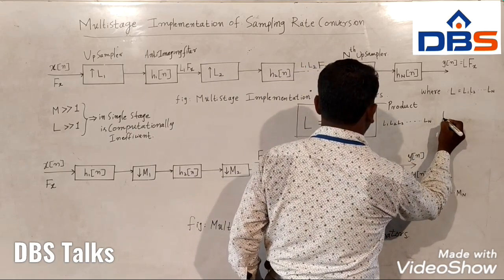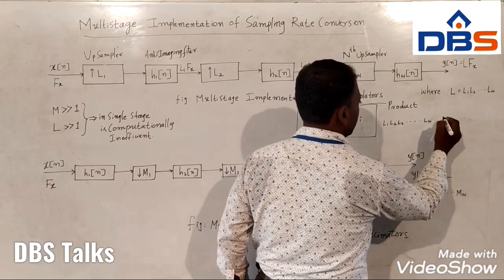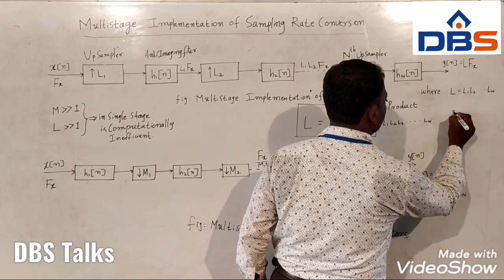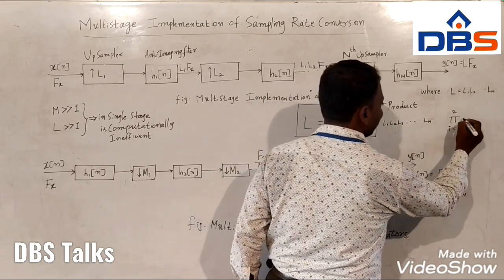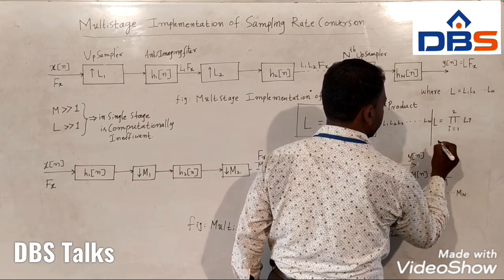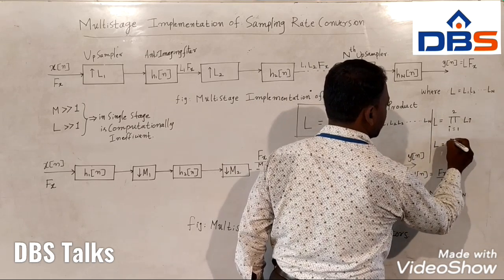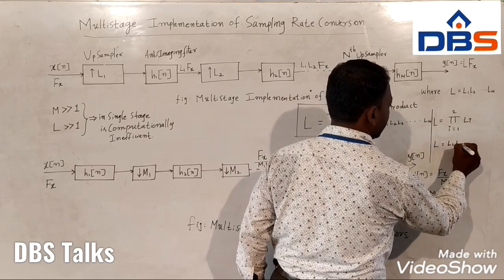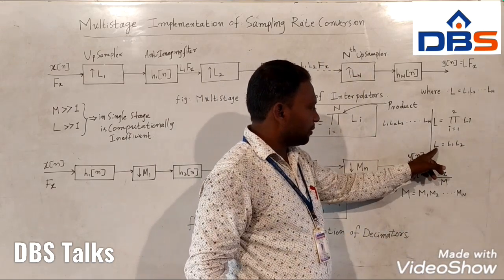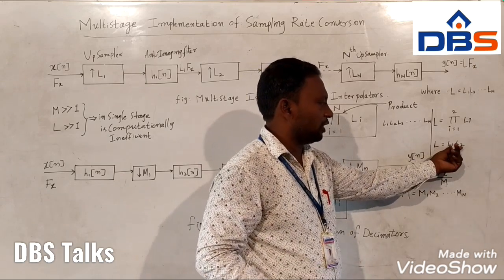What happens if you expand this? You will get L1 into L2 into L3 and so on up to Ln. That entire thing is expressed in a simple mathematical equation: L is equal to pi, i equal to 1 to n, of Li. The pi symbol indicates the product of the numbers. This is how we implement the multi-stage implementation of upsamplers, or multi-stage implementation of interpolators.